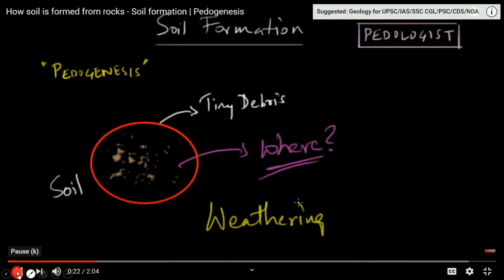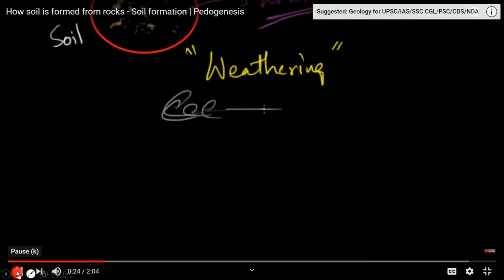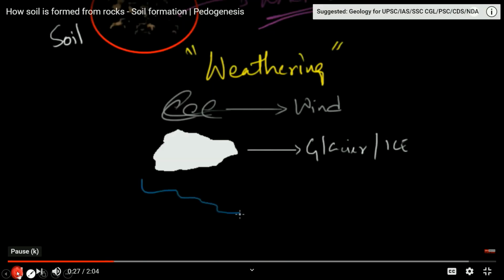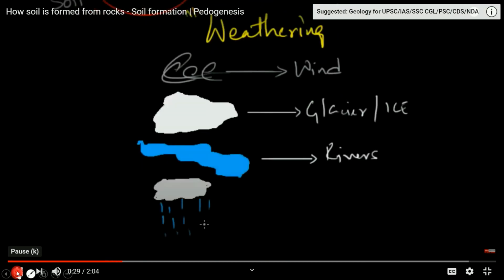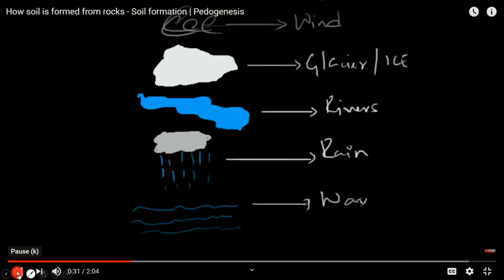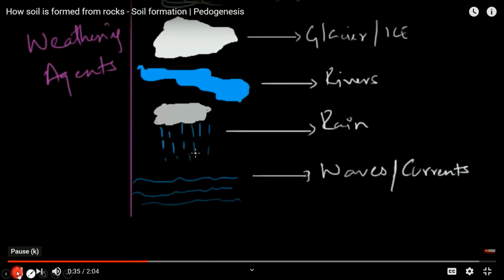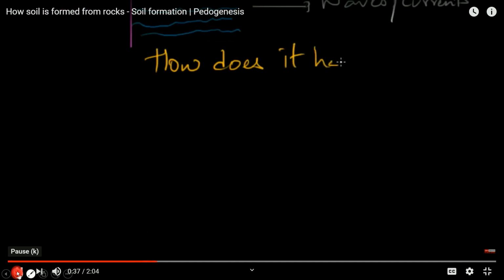It all starts with weathering of rocks. Weathering is an exogenic force. Rocks get weathered due to activities of wind, glaciers, rivers, rain, waves, and currents. So these are agents that help in weathering rocks. But how does it happen? That's what we'll see now.